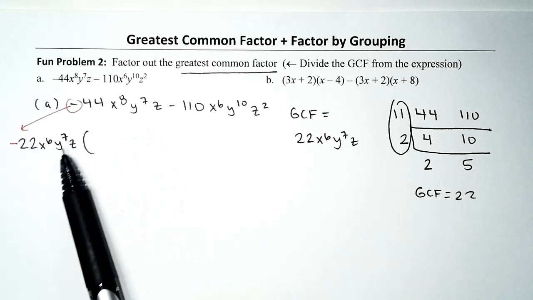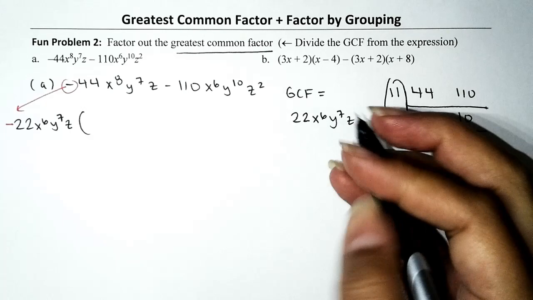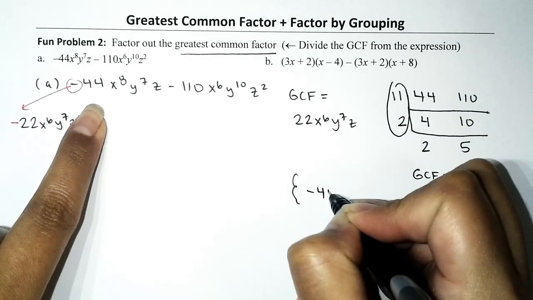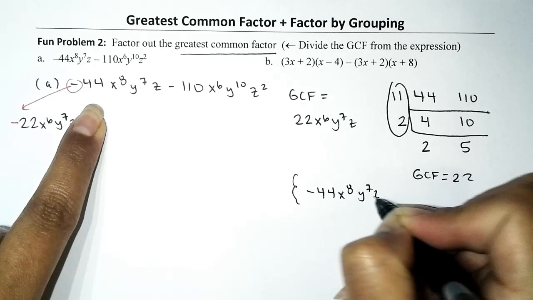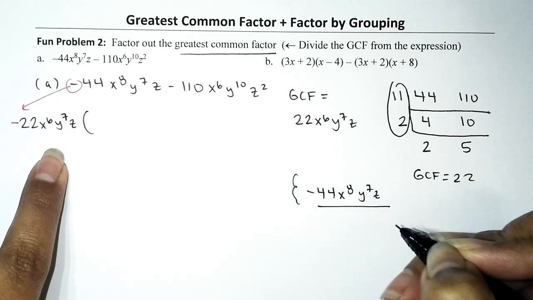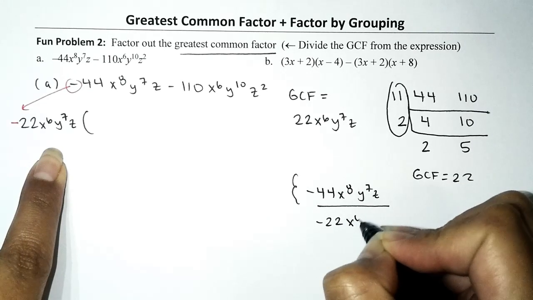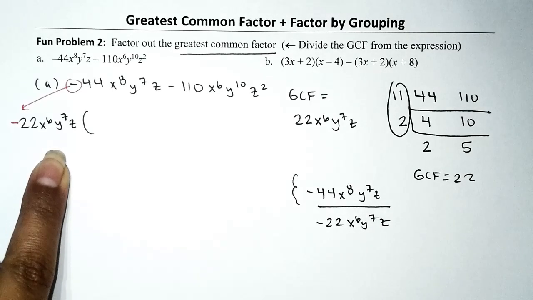First term divided by the common factor. I know you're on it, but if you want to show a thinking area, then go for it. Okay, so this is what's going on. We're going to take the first term and divide it by the GCF, which is negative 22 x to the 6 y to the 7 z. And then we're going to simplify.